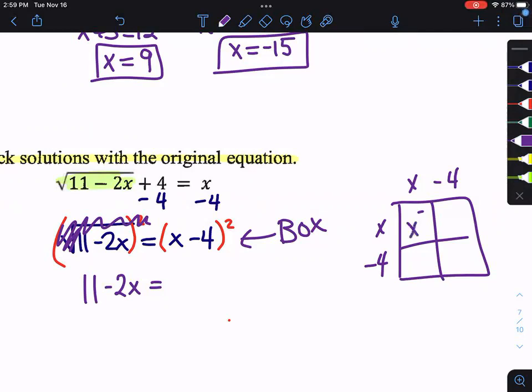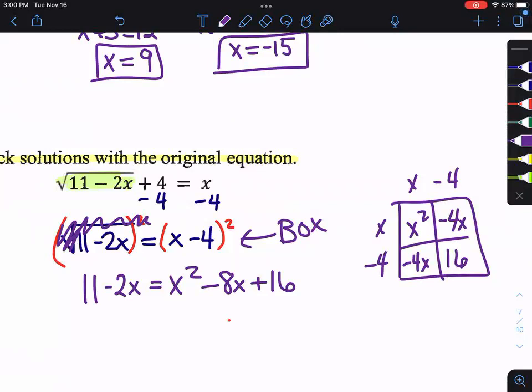So we're going to have x times x, which is x squared. Negative 4 times x, which is negative 4x. X times negative 4, which is negative 4x, and then negative 4 times negative 4, which is positive 16. When I combine like terms here, I have x squared minus 8x plus 16. So that minus 8x there in the middle is what students a lot of times miss or leave out.